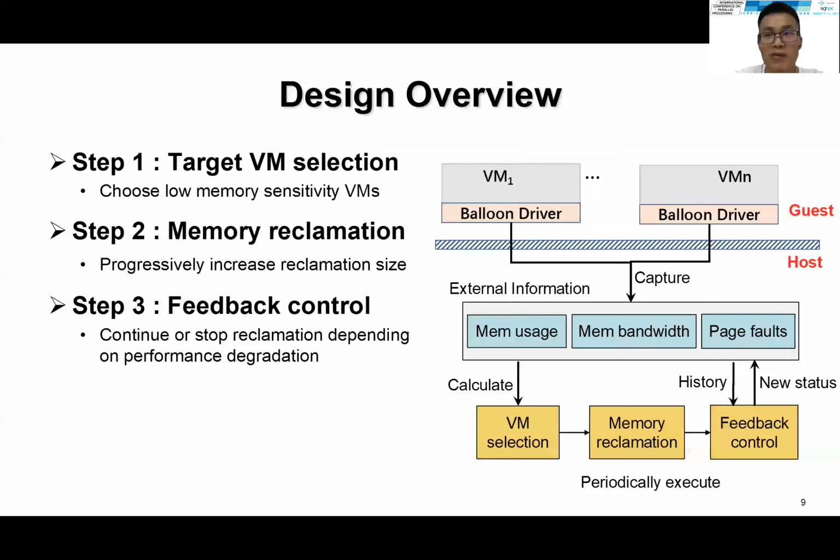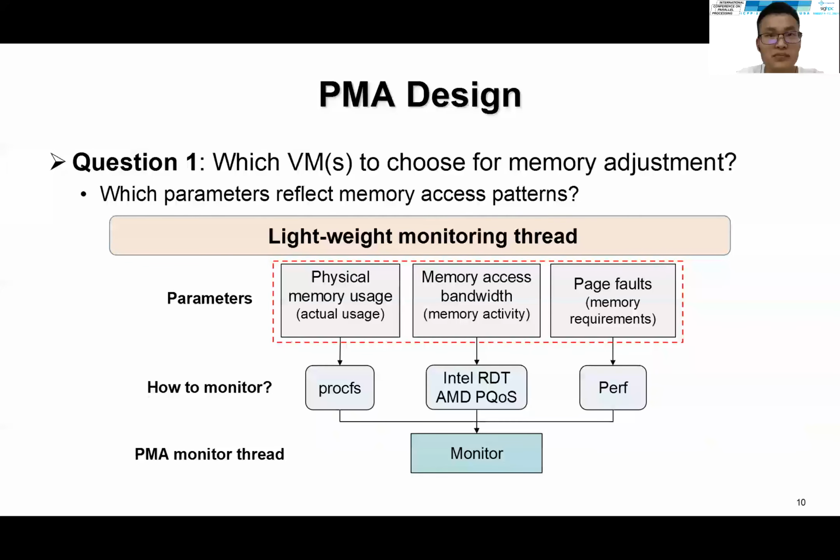The workflow of PMA has 3 steps: target VM selection, memory reclamation, and feedback control. Therefore, there are 3 questions to be answered. First, which VM to choose for memory adjustment? Second, how much memory to reclaim each time? Third, how to avoid excessive reclamation? I will present the detailed solution below.